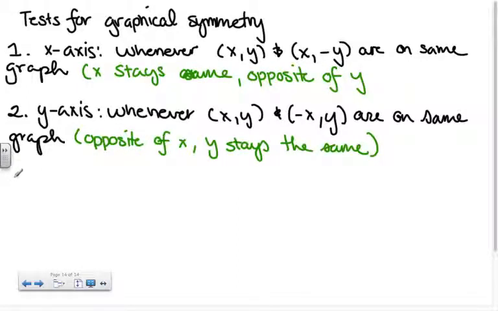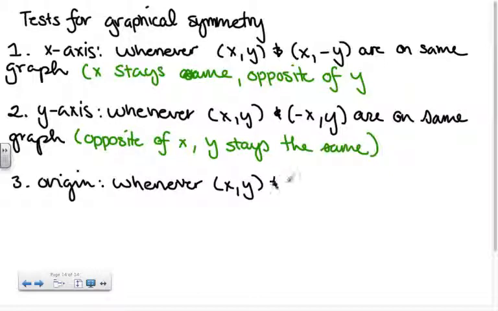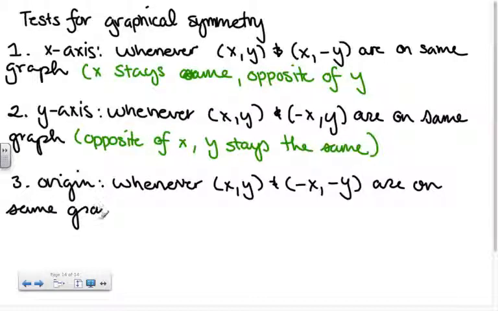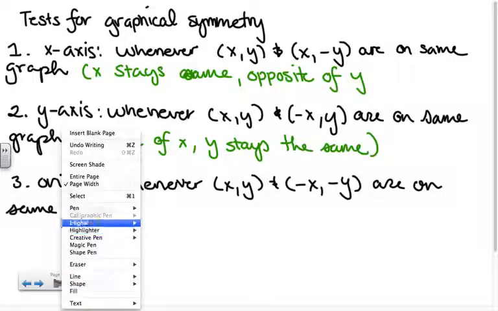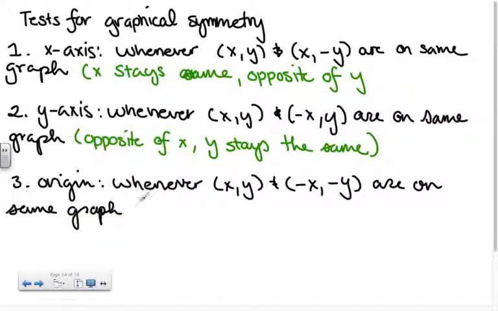And of course, lastly, is origin symmetry. It's whenever I have (x, y) and I have the opposite of both x and y. Okay. And this one I have the opposite of x and the opposite of y.